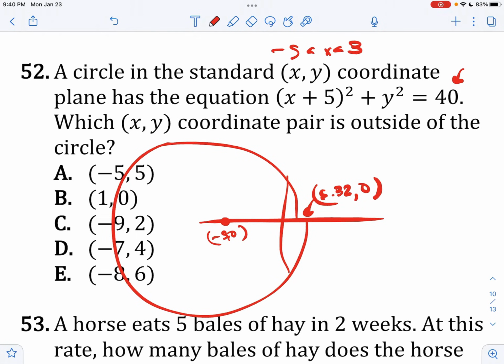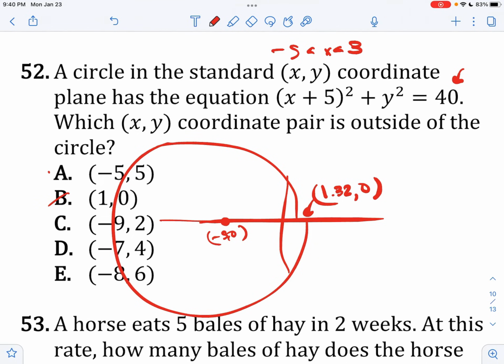Okay, so negative 5, 5. This should be inside because it's within 5 of this. Actually, that one's kind of tough to judge. We're not sure about this. 1 comma 0. Oh, actually, this is going to be 1.32 because it's actually 5 points to the left. So 1 comma 0 is going to be inside.